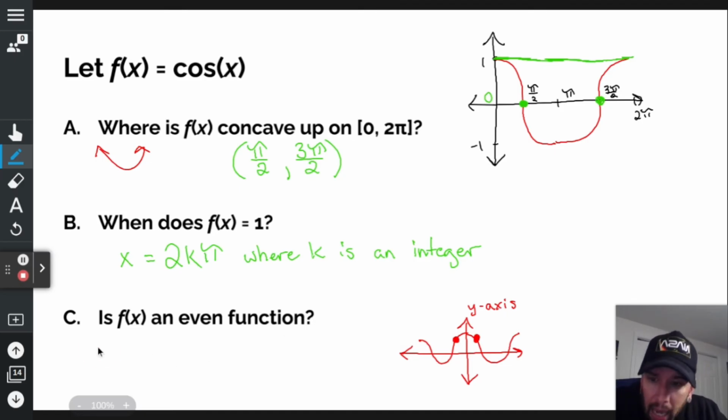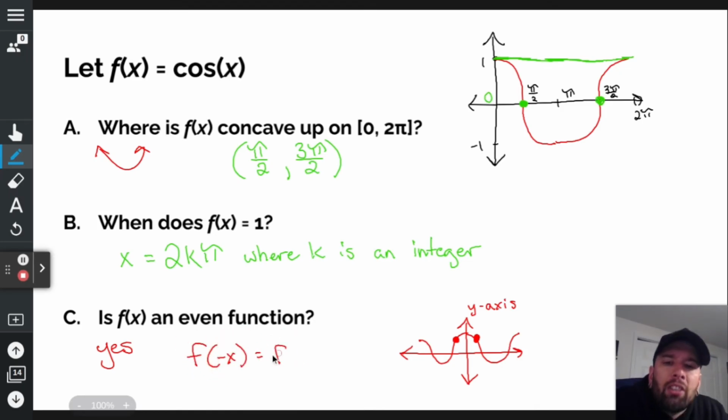So yes, for the 2 reasons that even functions are even functions: reflectional symmetry over the y-axis, and also because if I were to plug in negative x, I would get the same exact value as if I were to plug in regular x. Like if I were to plug in 2 pi, I get 1. If I were to plug in -2 pi, I get 1. The same thing will always happen left and right. So yes, f of x cosine x is an even function.